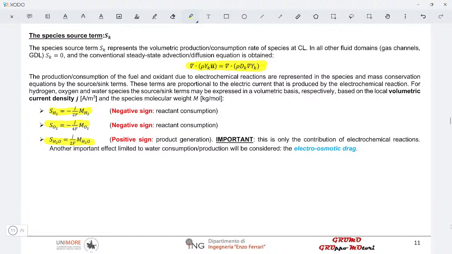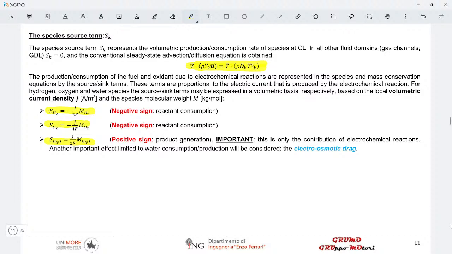Okay. We have this at the denominator, 2 times F. F again is the Faraday constant. Okay. 2 for the hydrogen and water, and 4 for the oxygen, because for each mole we have respectively 2 and 4 electrons that are involved in the process. Capital M is the molecular weight.